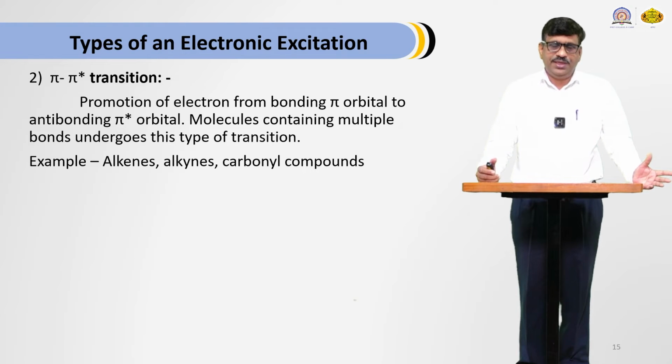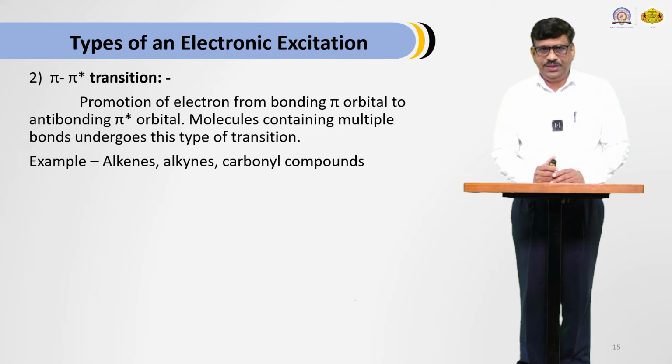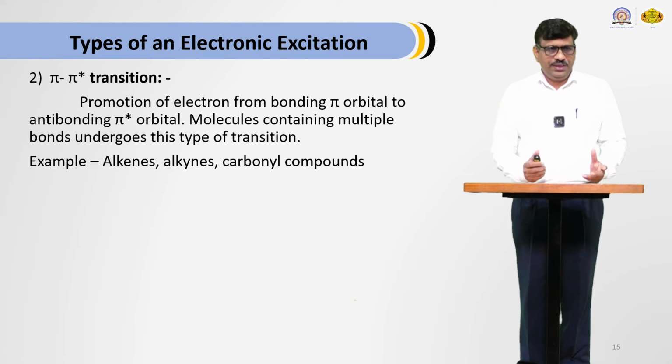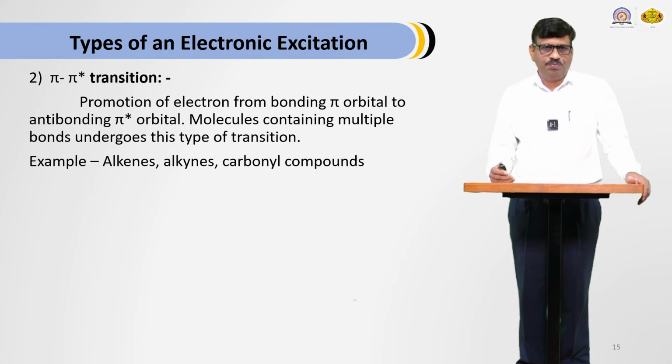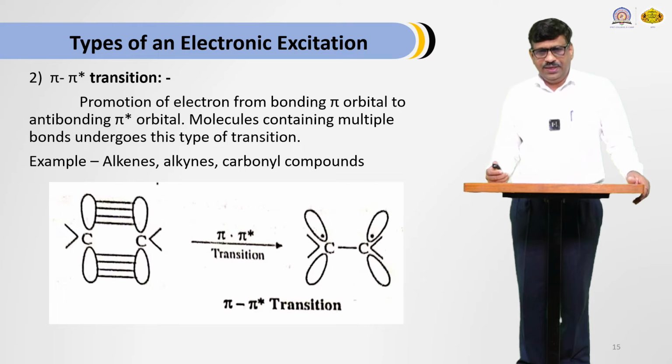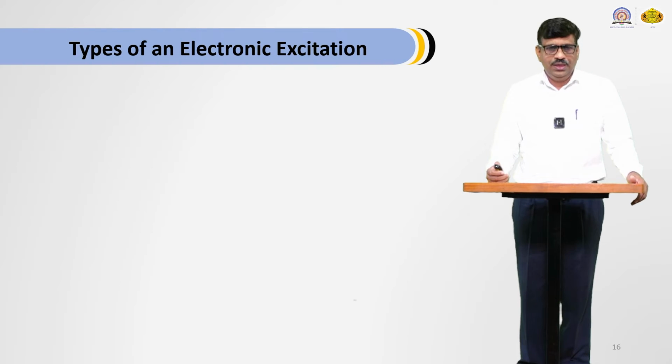Another transition is pi to pi star transition. Promotion of an electron from a bonding pi orbital to an antibonding pi star orbital is called pi to pi star transition. Molecules containing multiple bonds undergo this type of transition. If your compound contains a double bond or triple bond, then this pi to pi star transition is possible. For example, alkenes, alkynes, carbonyl compounds, all these compounds can show pi to pi star transition, and this figure shows how that pi to pi star transition takes place.